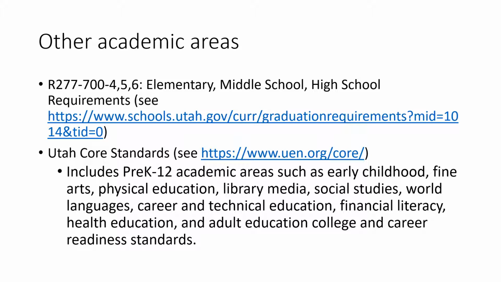So as we mentioned before, any kind of student achievement data that you use for your School Trust Lands plan needs to be centered on the core standards, and the core standards include multiple academic areas such as early childhood, fine arts, physical education, library media, social studies, world languages, career and technical education, financial literacy, health education, and adult education, college, and career readiness standards.